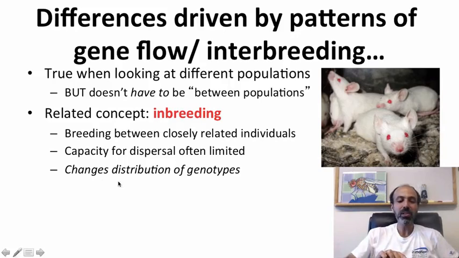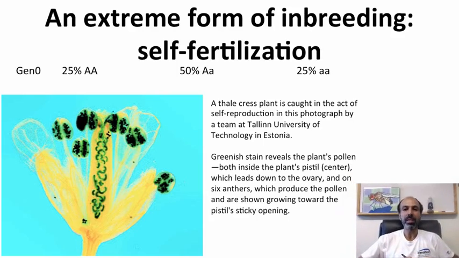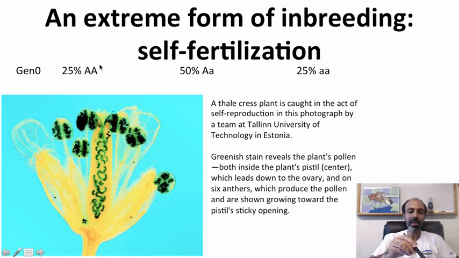Now, this changes the distribution of alleles among genotypes. So let's start by looking at an extreme form of inbreeding, that of self-fertilization, which is found in some plants. They literally have their pollen fertilizing their seeds. So let's imagine this population. We'll start at Hardy-Weinberg, with 25% big A big A, 50% big A little a, and 25% little a little a. What happens if this particular plant self-fertilizes, as you might see in the picture here?